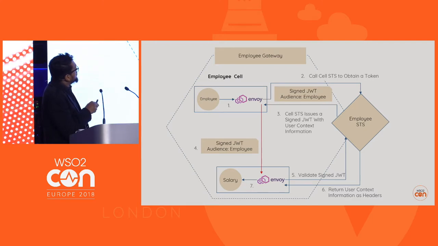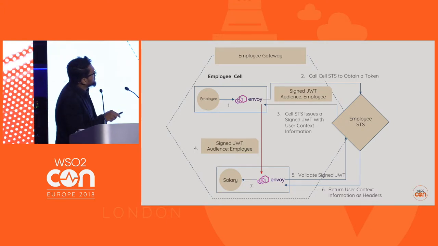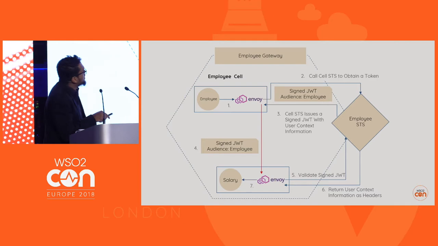As a service author, you have written some logic to call the salary service. What happens is the call is intercepted by the service mesh proxy. Now the service mesh proxy, like I mentioned earlier, it's the same architecture. It calls out to the cell STS, the control plane STS, and it has received a signed JWT with the audience as employee, right? Employee is the cell name, so the audience is set as employee.